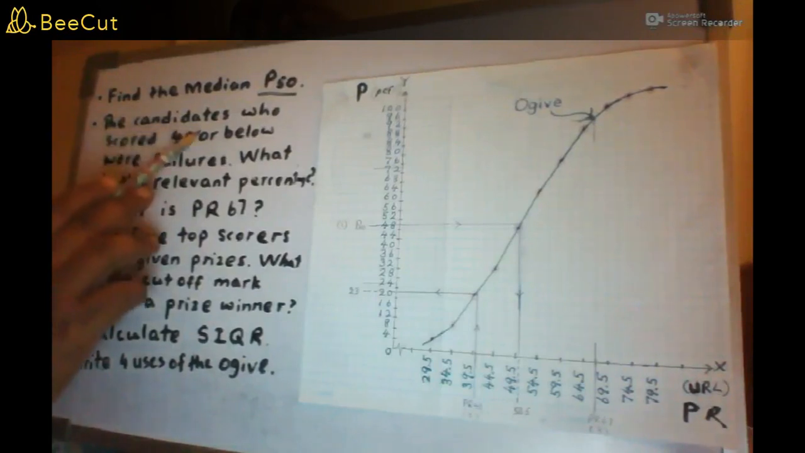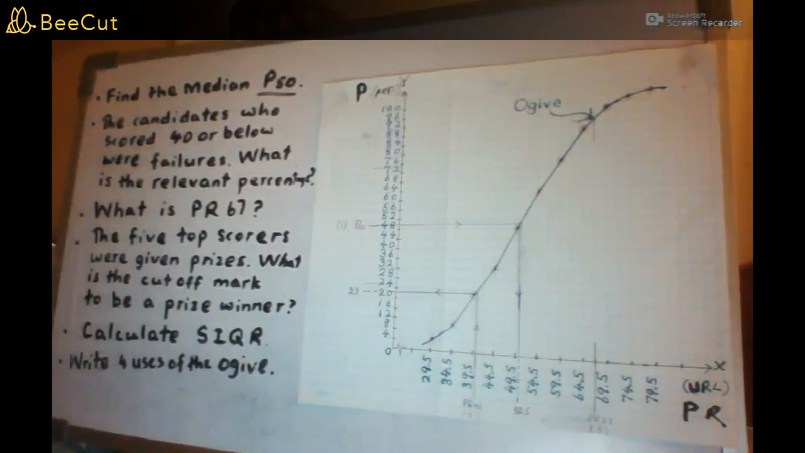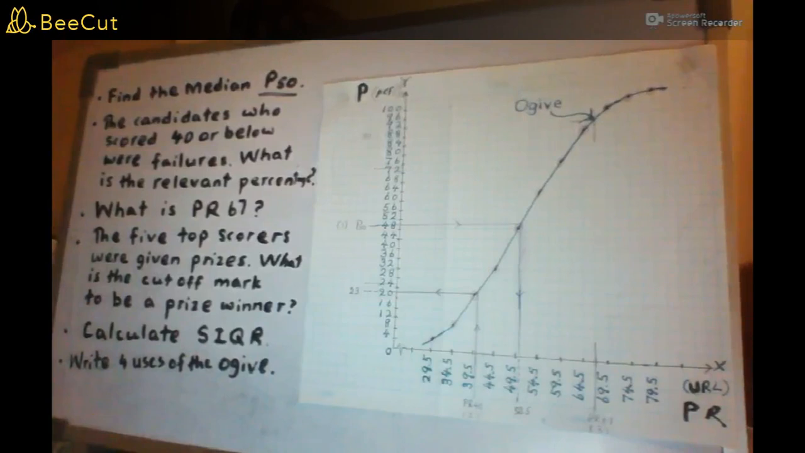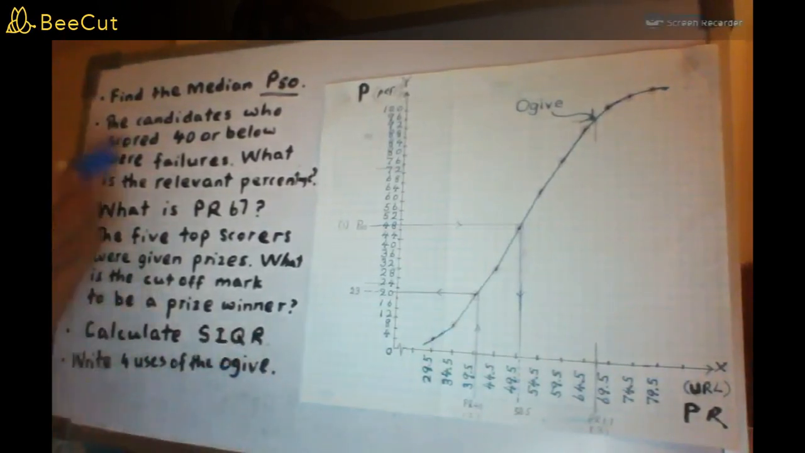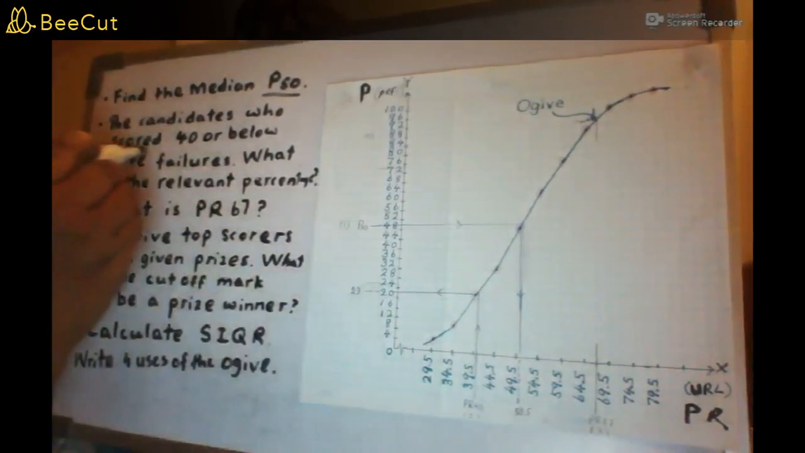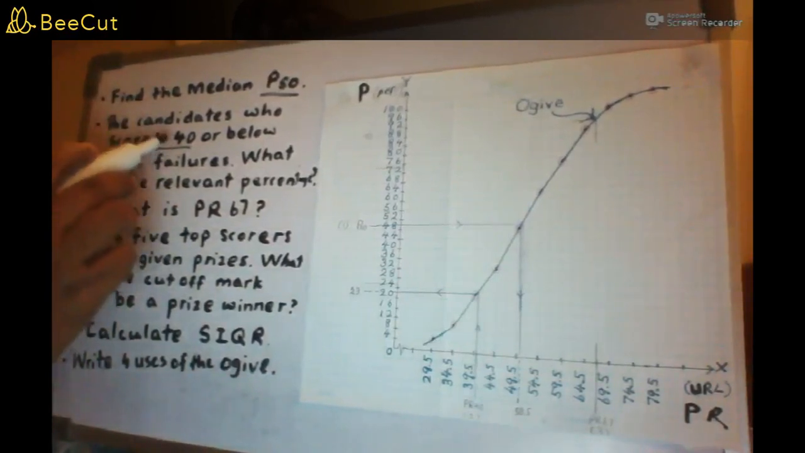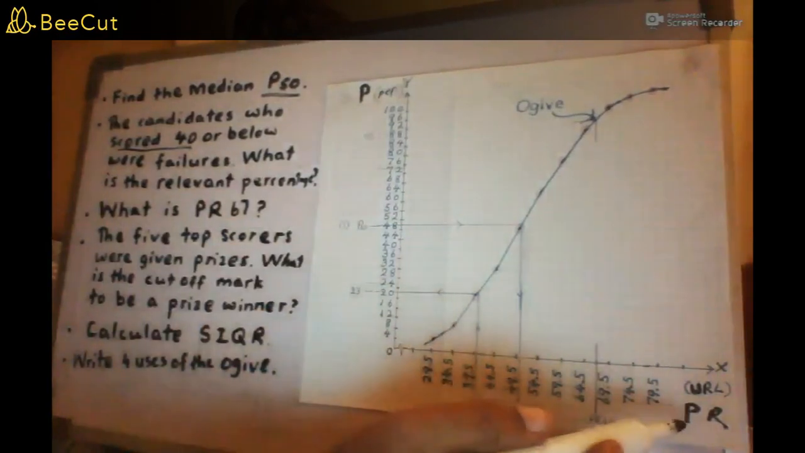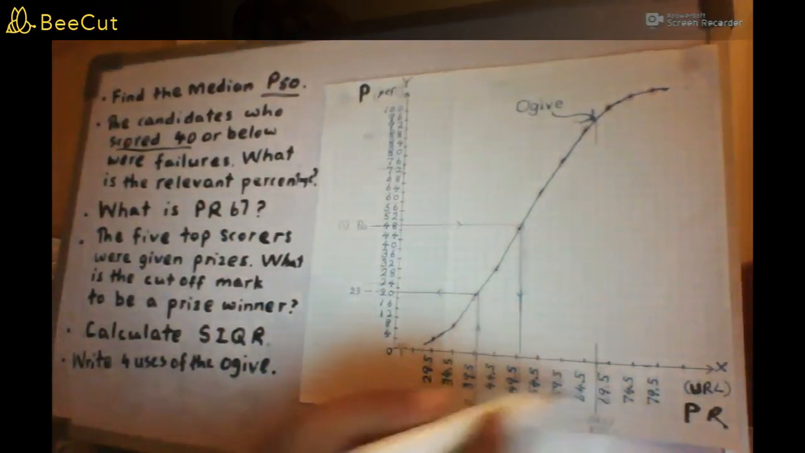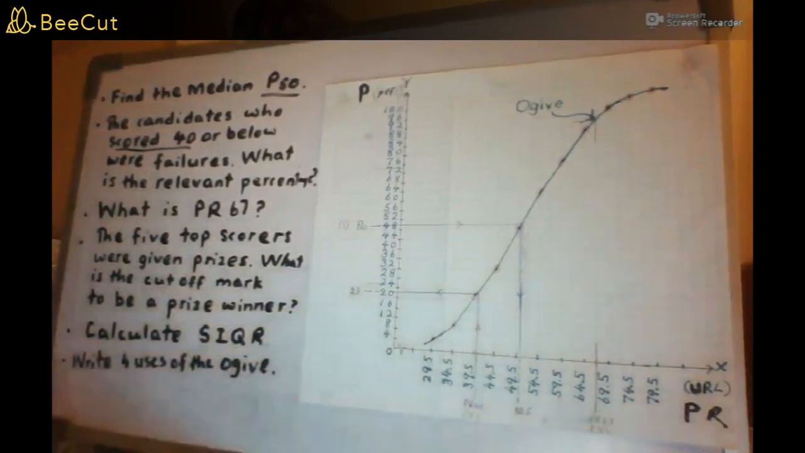The candidates who scored 40 or below were failures. What is the relevant percentage? So what is given there, the mark or the percentage? The mark. Who scored 40? The mark is given, right? So that is PR. Where's 40? PR 40. Then here you will have to find PR 40.